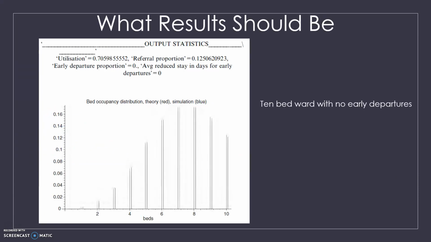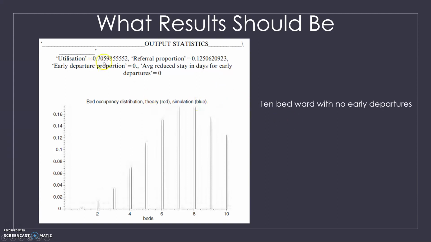So for the simulation that we just went through, this is what the results should be. We did do this in MATLAB and we got it to run, but our values were significantly off, and we knew that because our utilization was significantly lower than what it was supposed to be, coming from the example in the book. But this is what you're supposed to get when there are 10 bed wards with no early departures.